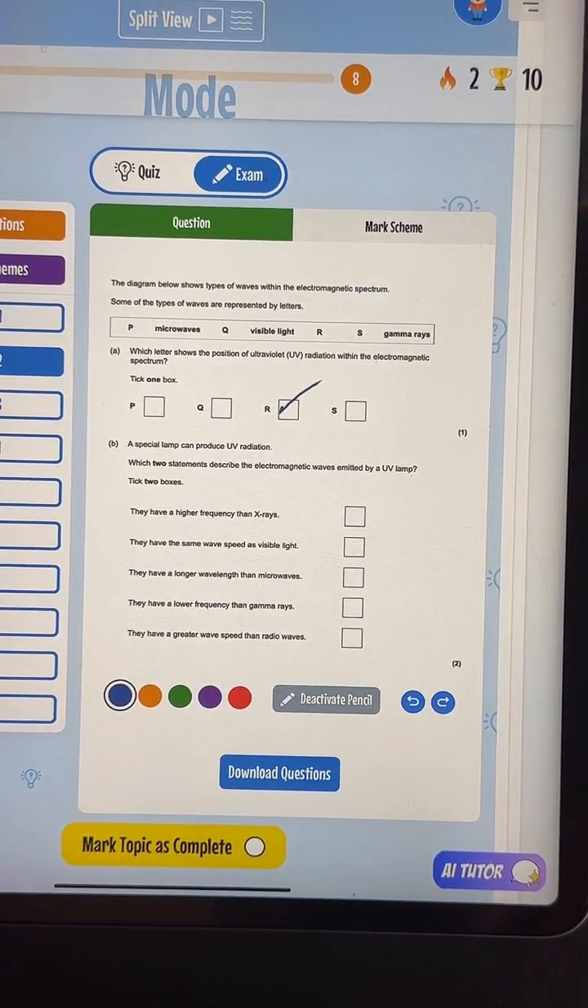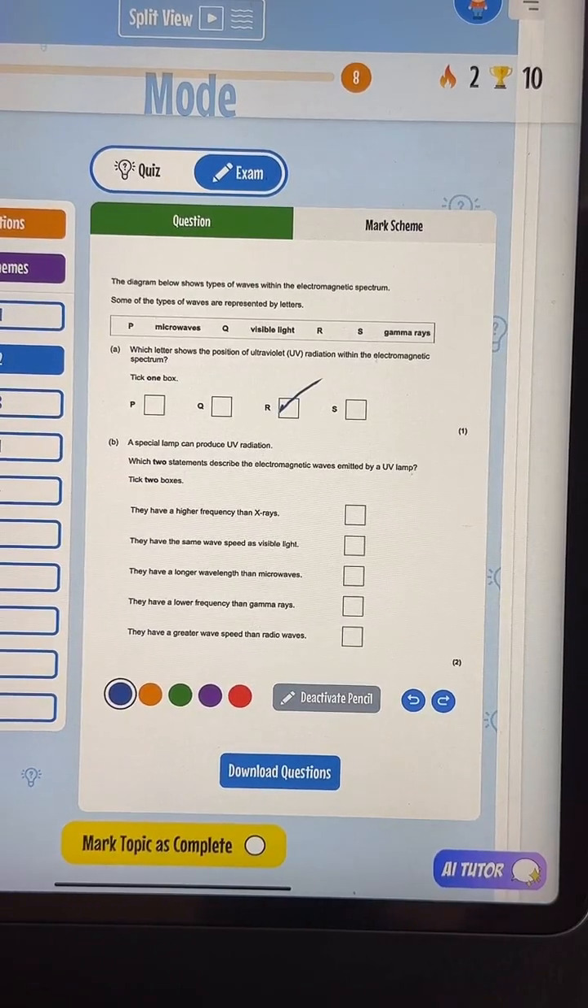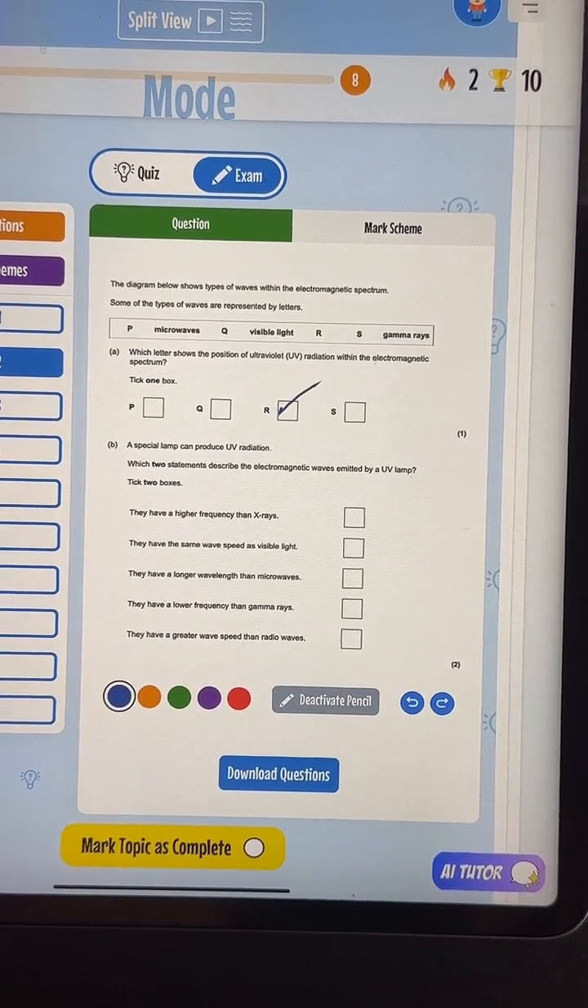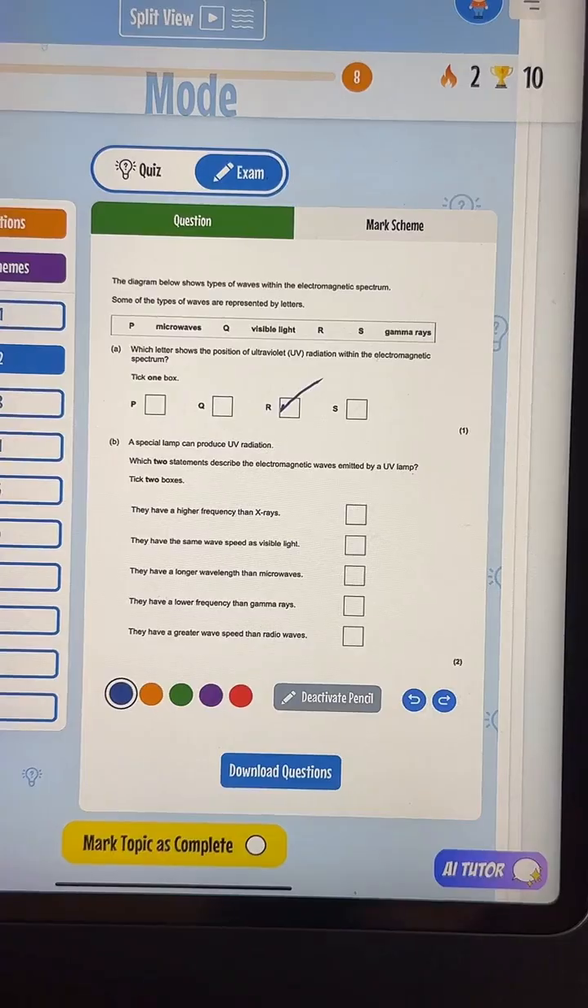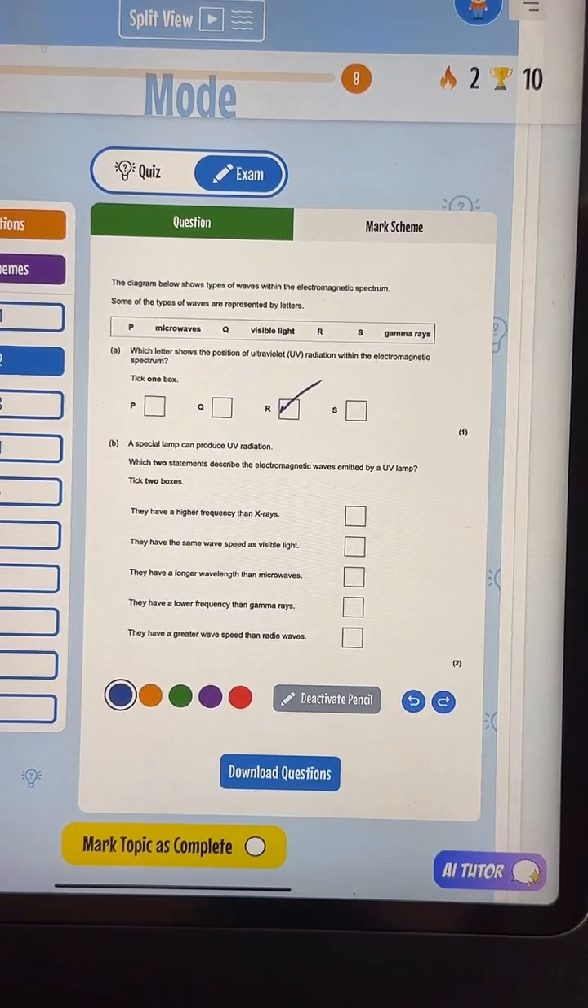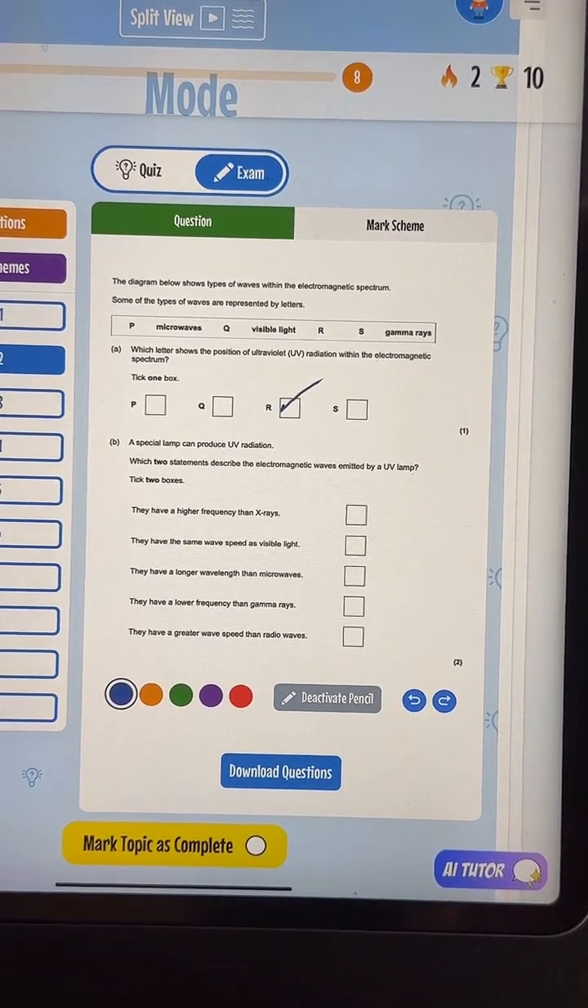Then a special lamp can produce UV radiation. Which two statements describe the electromagnetic waves emitted by a UV lamp? Tick 2 boxes. So it says they have a higher frequency than X-rays. They have the same wave speed as visible light. They have a longer wavelength than microwaves. They have a lower frequency than gamma rays. And they have a greater wave speed than radio waves. Which two of these will be correct?